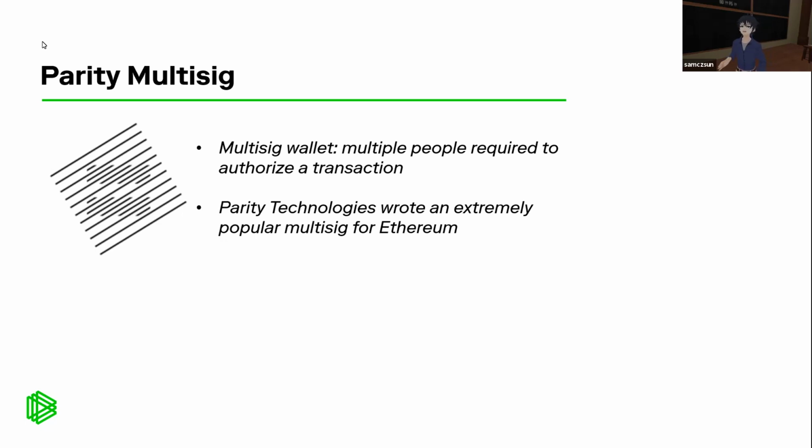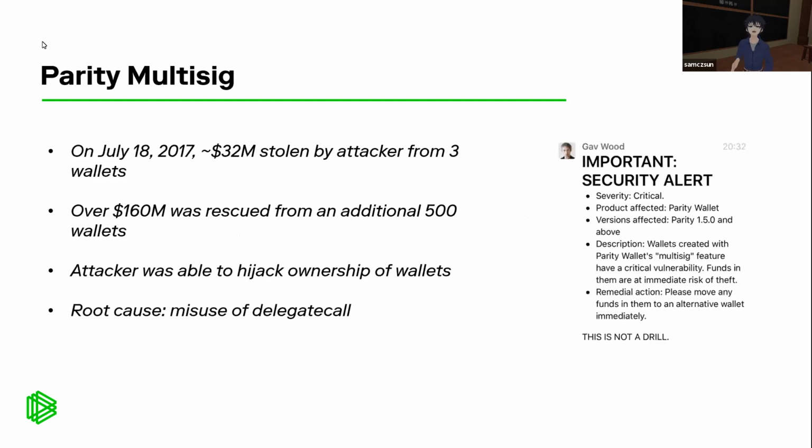Now, back in 2017, a really popular multisig was written by Parity Technologies, which is used by a large number of people. So it was very unfortunate then that on July 18th, 2017, about $32 million was stolen by a single attacker from 3 different Parity multisig wallets. Fortunately, the community noticed this and quickly rescued over $160 million in additional vulnerable funds from over 500 wallets. Now, what happened was that the attacker was able to hijack the ownership of the wallets themselves. And as you can imagine, once you're the owner of a wallet, it's very trivial to transfer the assets out. So really the question is, how did the attacker manage to take over the wallets in the first place? And the answer is that Parity misused the delegate call feature.